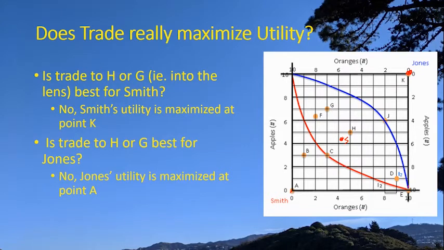Same thing is true for Jones in reverse. Jones, if he had his druthers, would like to be at point A down here, because at that point Jones would have all the apples and all the oranges. And so we might ask the question, well, if they're maximizing their utility, why don't they actually achieve the best outcome for themselves? Well, there's an answer to that.